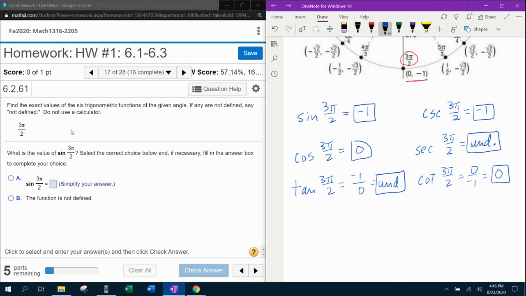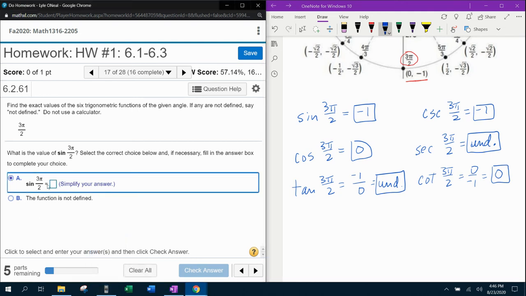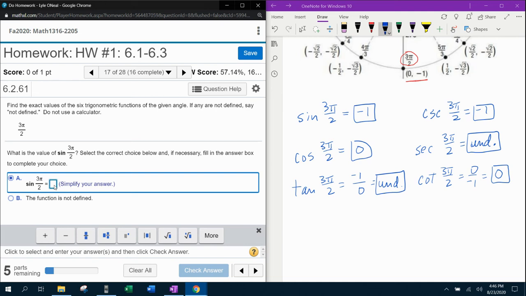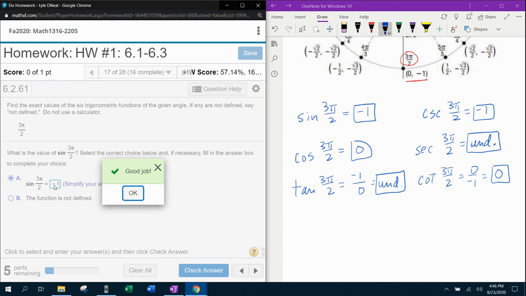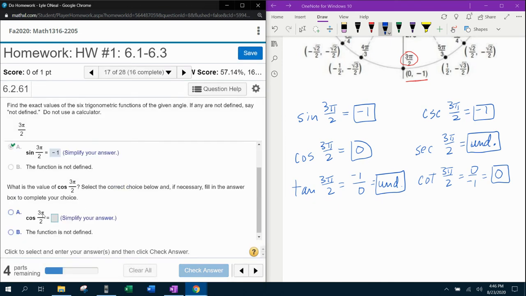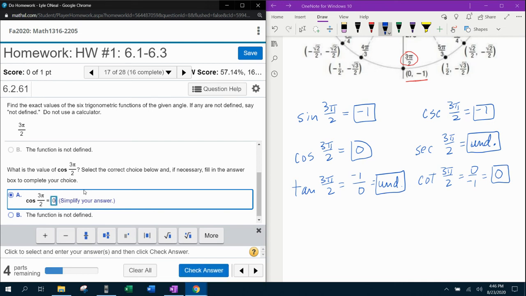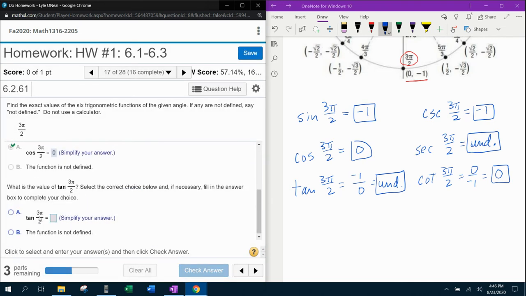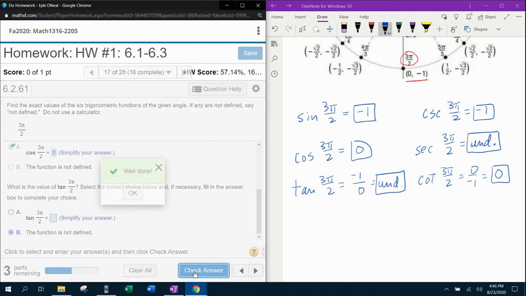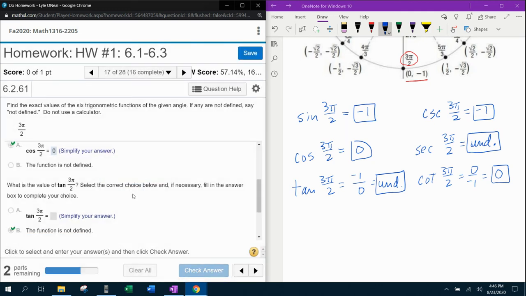And so now, of course, we could plug those into the calculator to check, but I feel pretty confident about that, so I'm just going to go ahead and plug them into MyLab Math here. Sine is -1. Cosine was 0. Tangent, oh, look at this. The function is not defined. So I want to actually click B for tangent. It was not defined, okay?